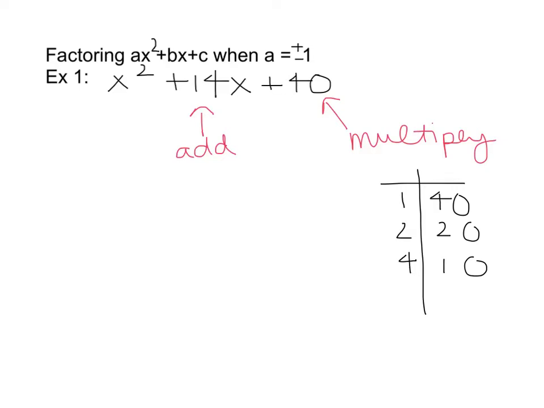So all I do is I write x plus 4, x plus 10, okay? I knew they both had to be positive because positive 4 times positive 10 gave me positive 40, and then 4 plus 10 adds to positive 14. And that's your answer. That would be it factored.